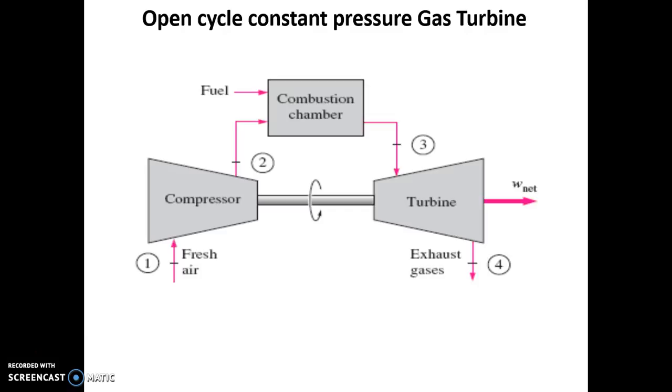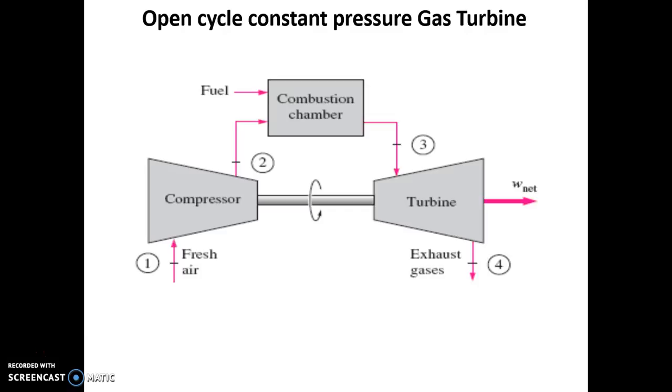This diagram shows the working of a gas turbine. It is an open cycle constant pressure gas turbine. As we can see, the exhaust gases at point number 4 are left to the atmosphere, and fresh air is taken into the system from the atmosphere. The process begins from the compressor.